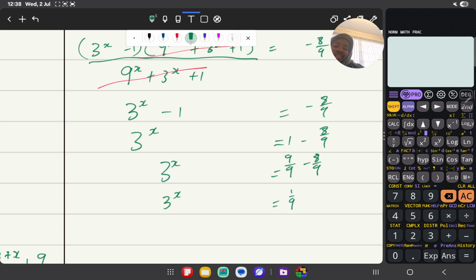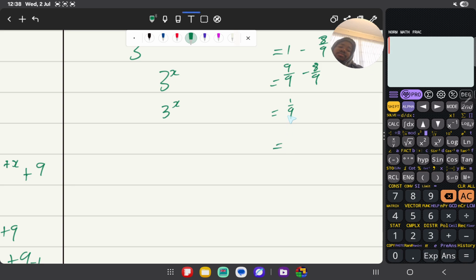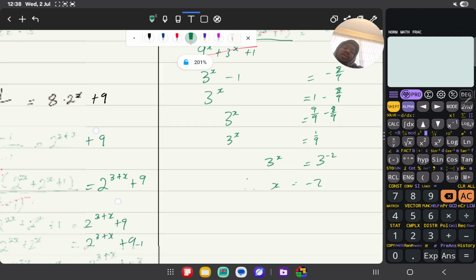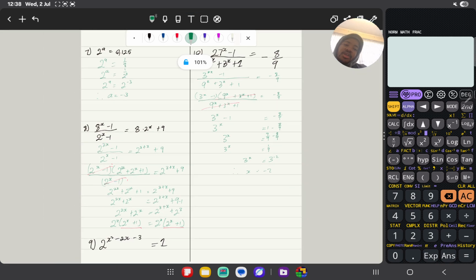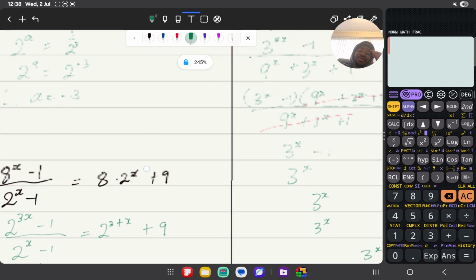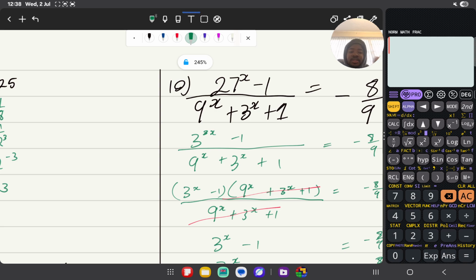3x is the same as 3 to the power of minus 2, therefore x equals minus 2. You see how easy this question was. But had we not done number 8, it would have been tough. So that's what I'm saying: with more examples, guys, you get exposed to tougher questions, and in the exam you're going to ace this thing.